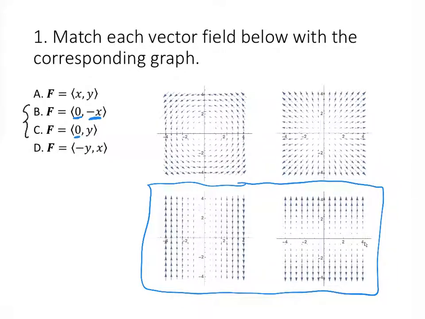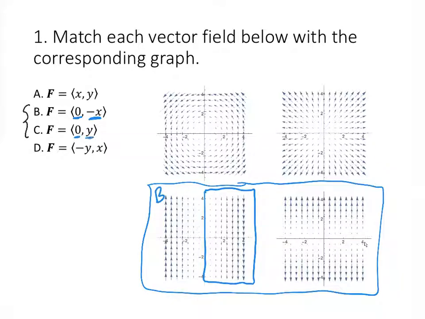That means that when x is positive, in other words in quadrants 1 and 4, my vectors point in the negative direction. When x is positive, these vectors are going to be pointing down. So in quadrants 1 and 4, all of the vectors point down. And we can see that that happens here in this vector field on the left. So that must match up with B.